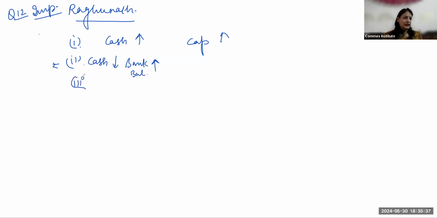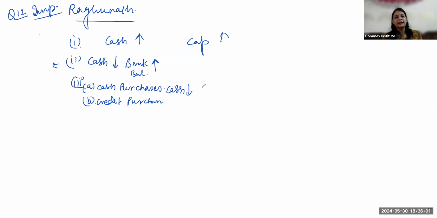Third transaction is purchase of goods for cash 20,000, credit 30,000. So again, we have got A and B in this transaction. One is cash purchases and one is credit purchases. Because of the cash purchases, your cash will go down and your stock will increase. Because of credit purchases, your stock, of course, will increase, but your cash will not go down because you're not paying cash. But your creditors will be there. Creditors, your liability, will increase.